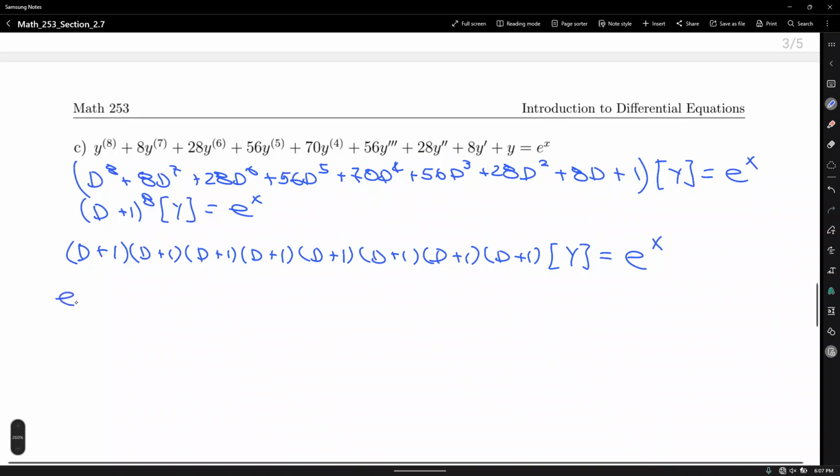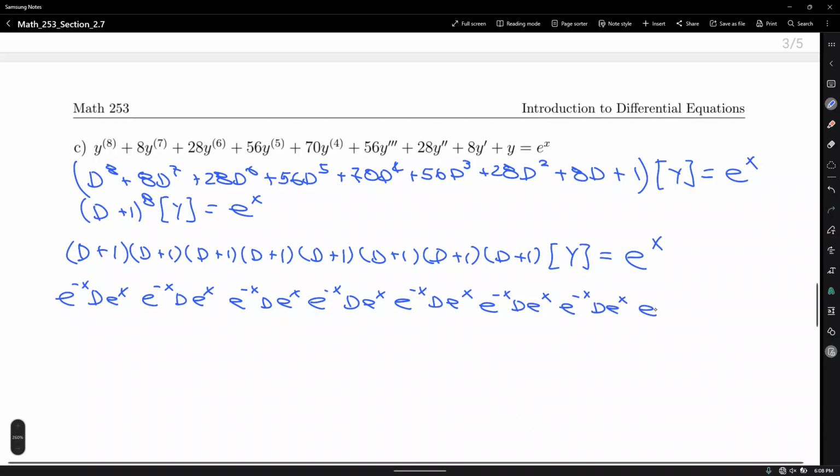That is e to the negative x D e to the x, that's 1. E to the negative x D e to the x, that's 2, 3, 4, 5, 6, 7, and 8. E to the negative x D e to the x, that's 8, equals e to the x.